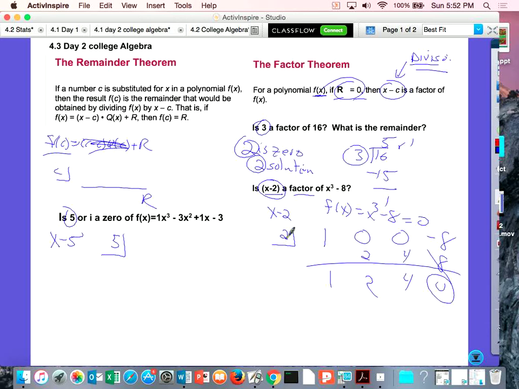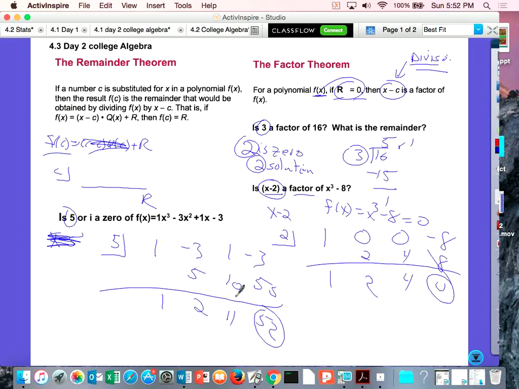So do we switch it here? We don't even need to really talk about this. Do we switch it? No, you put that number in there. If you get a remainder of 0, then it is a 0 of the function. So is 5 a 0 of that function? No.